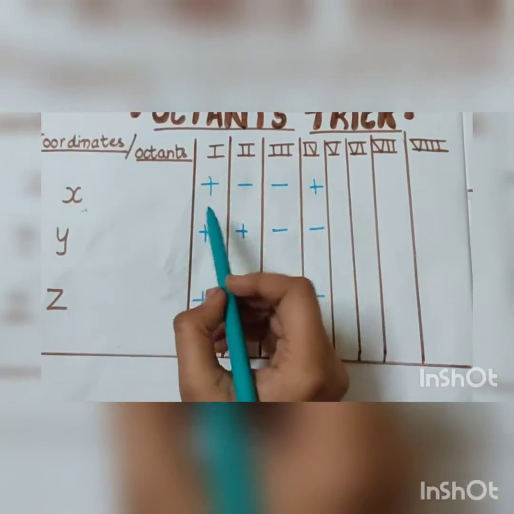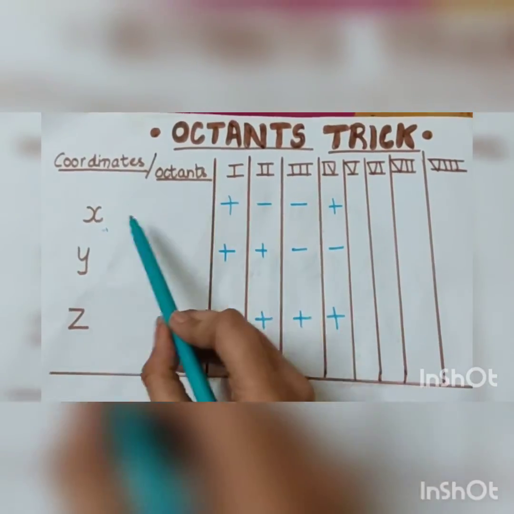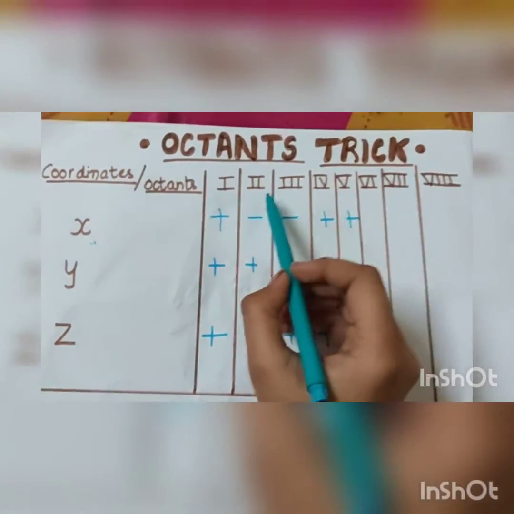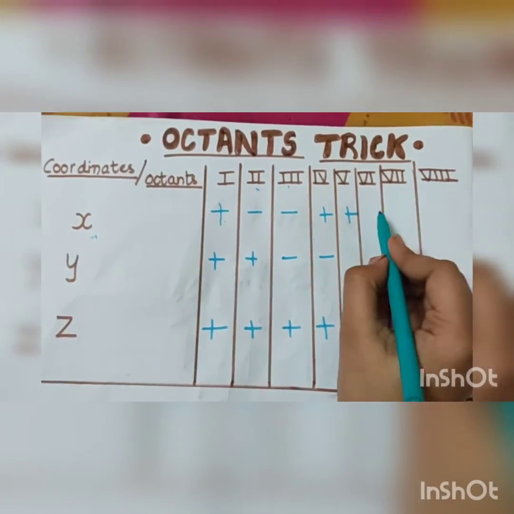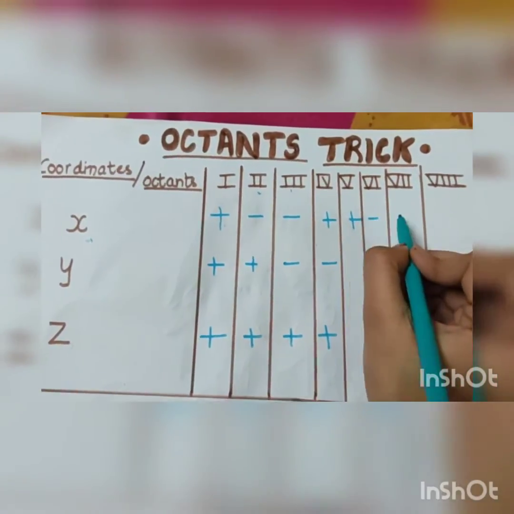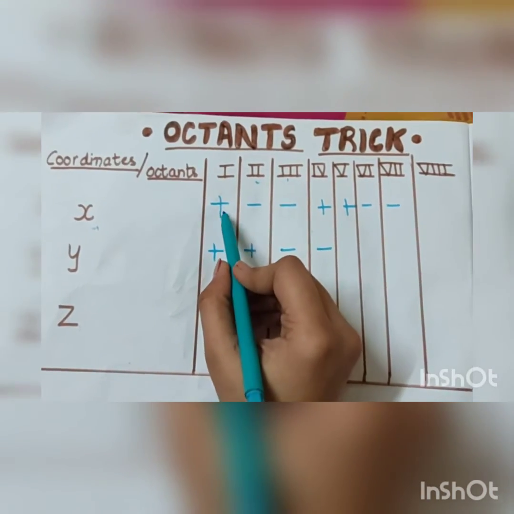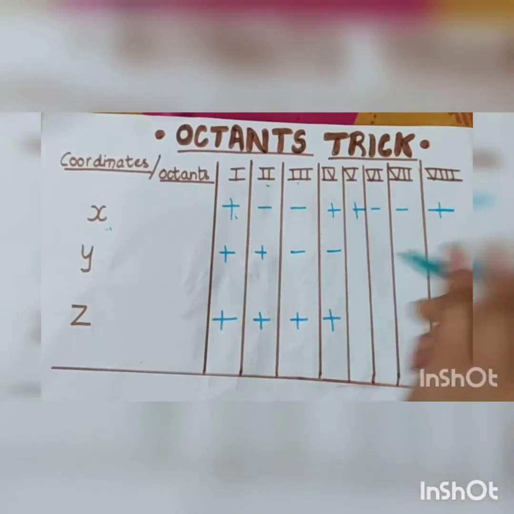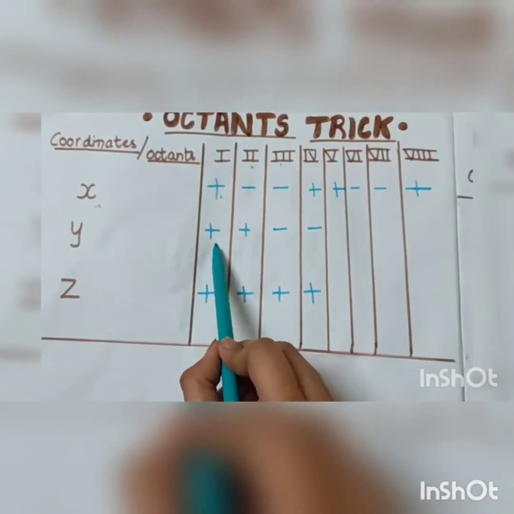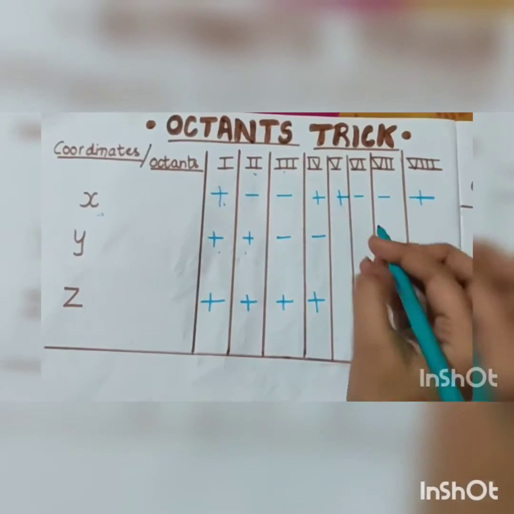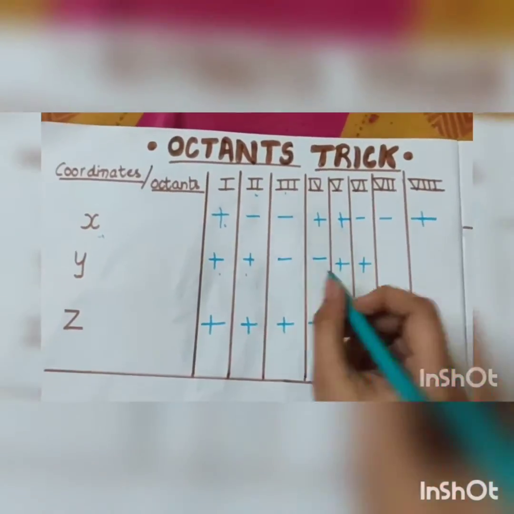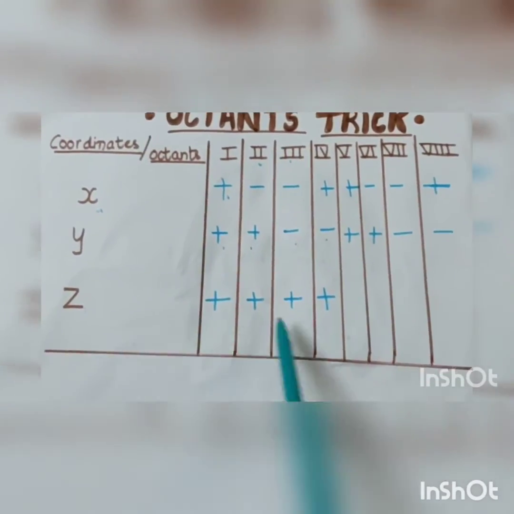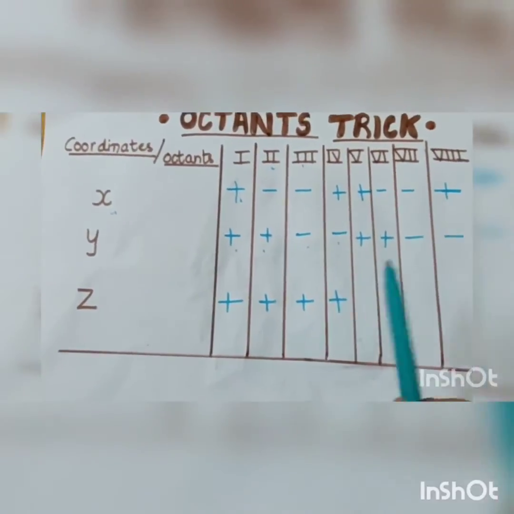Now we'll see a repetition here. As in the x coordinate the first is positive, the 5th one will also be positive. As the second and third are negatives, the 6th and 7th will also be negative. And as it is positive in the 4th octant, it will also be positive in the 8th octant. In the y coordinate, as the first 2 are positives, the 5th and 6th will also be positive, and the next 2 will also be negatives. And in the z, as the first 4 are positives, the next 4 will be negatives.